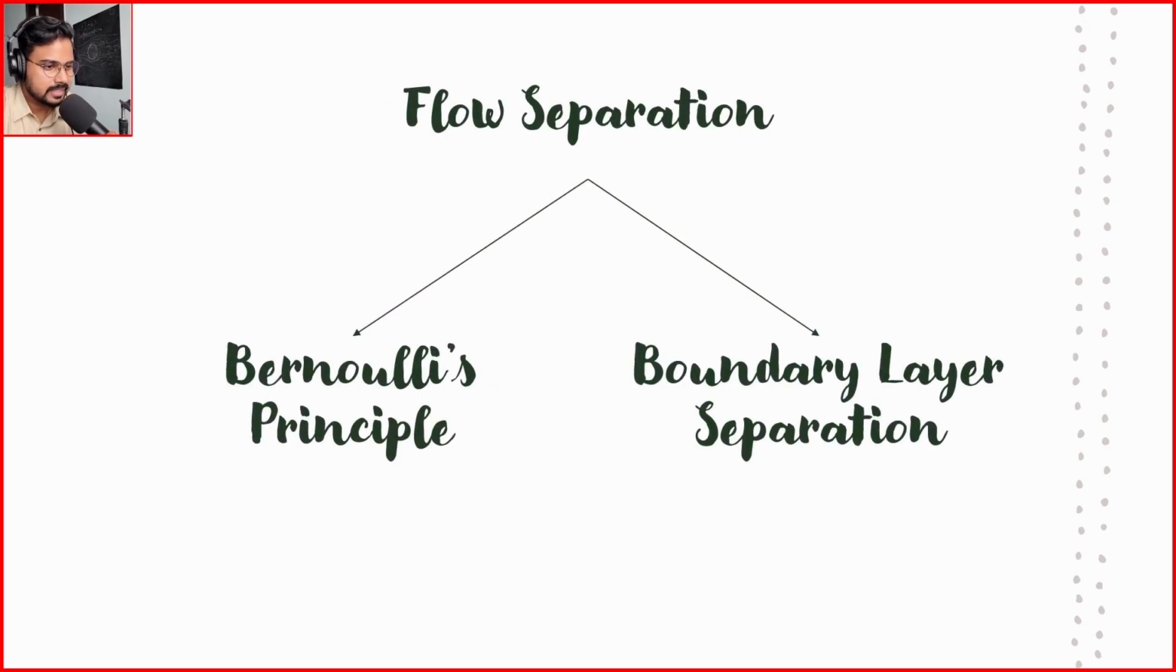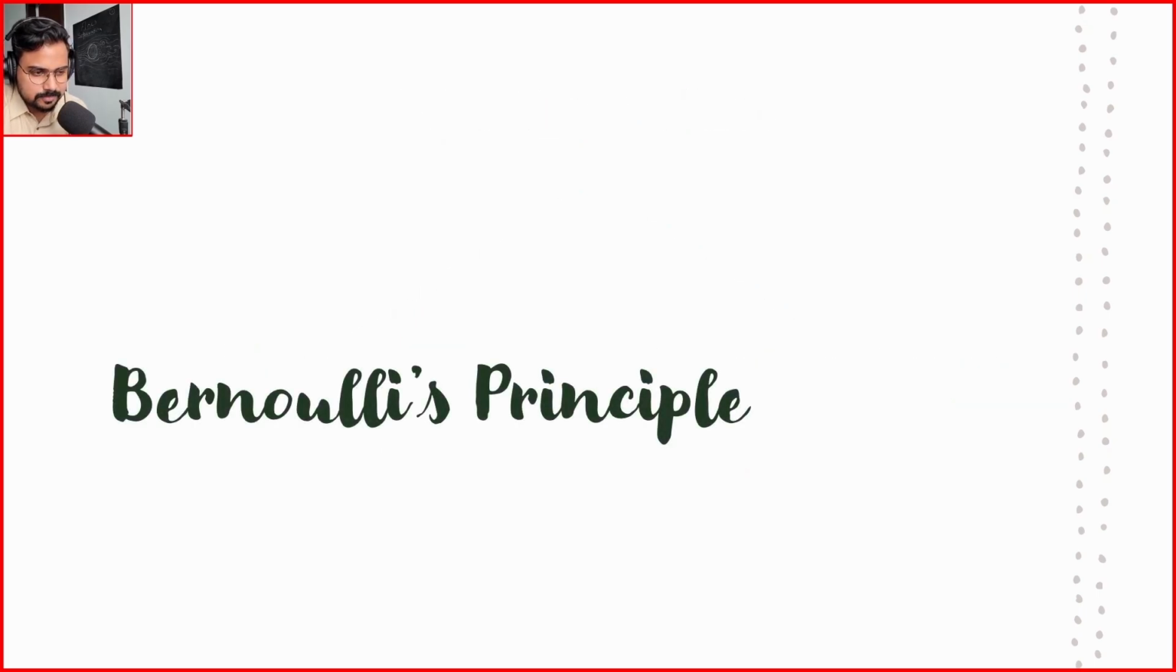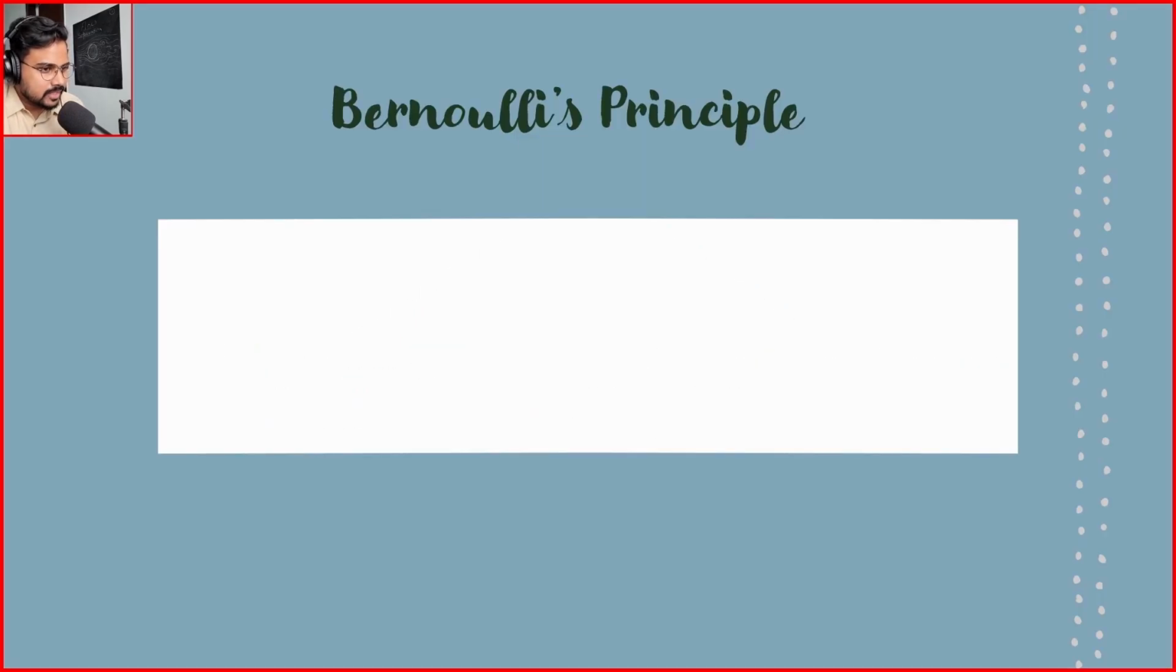Now, before understanding what precisely flow separation is, it's necessary for us to understand the two different physical phenomena here, Bernoulli's principle as well as the boundary layer separation. Both of these play a part in how your flow separation actually occurs in a particular scenario. Talking about Bernoulli's principle first, let's assume that we have a very simple pipe in front of us and there is a very simple inlet, there's a very simple outlet, and fluid essentially behaves in this particular way.